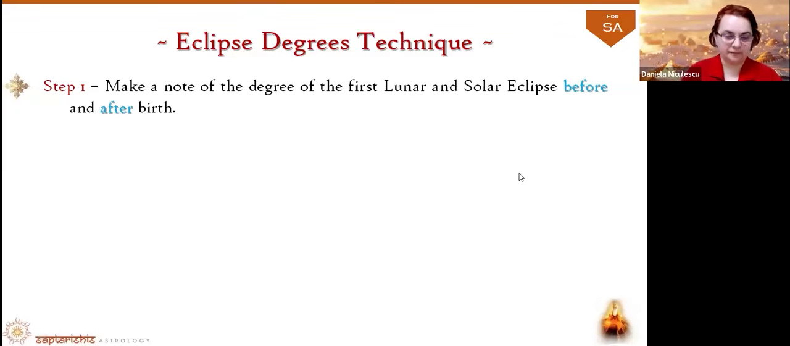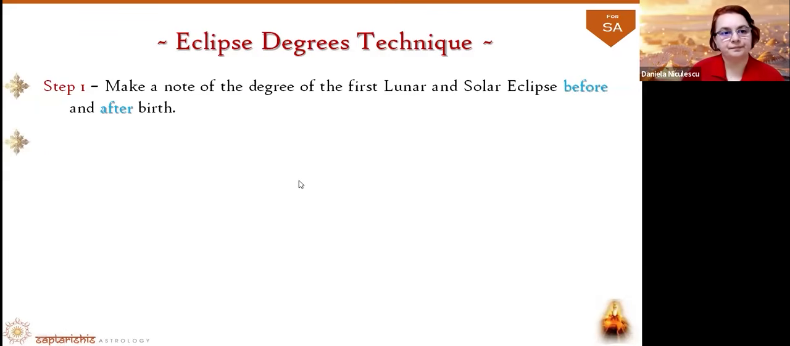So from this point of view, maybe this will be clearer if you know how to find the degree points. I'm not using another software; if you want, you can try from another software. So step one is, of course, to know the degree of the first lunar and solar eclipse immediately before birth and after birth. It doesn't matter if you're born in June and the next season of eclipses is in November. Just check them out.